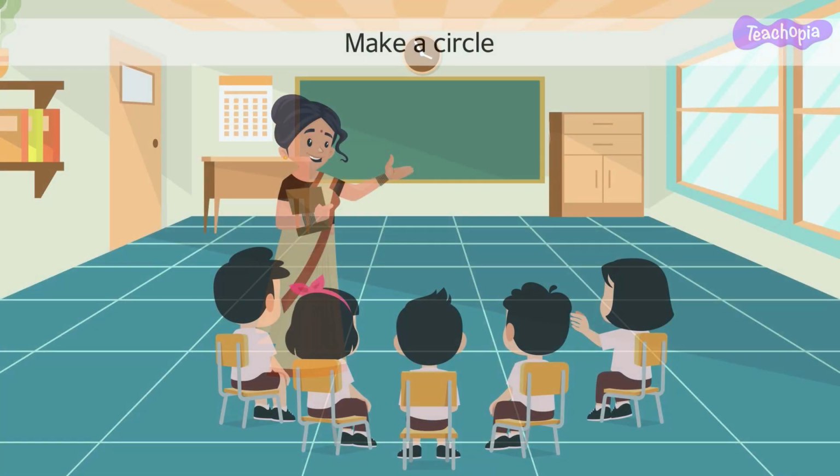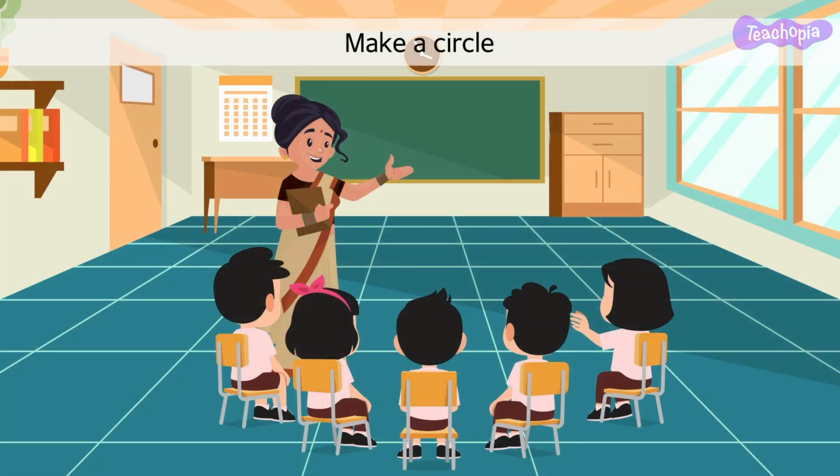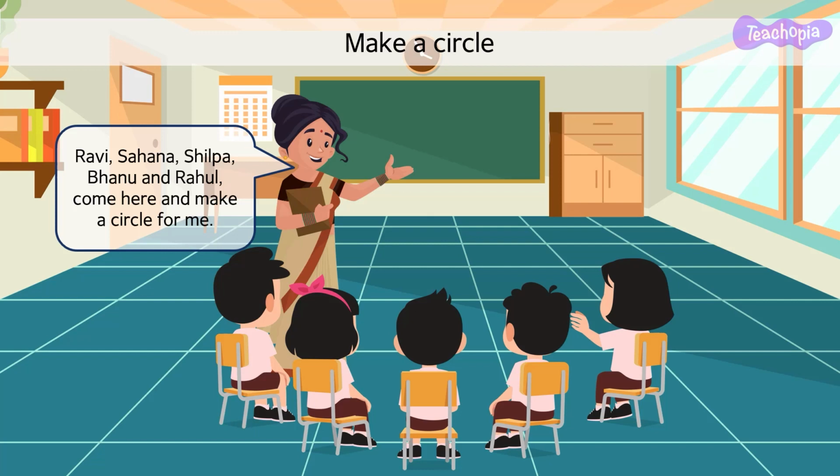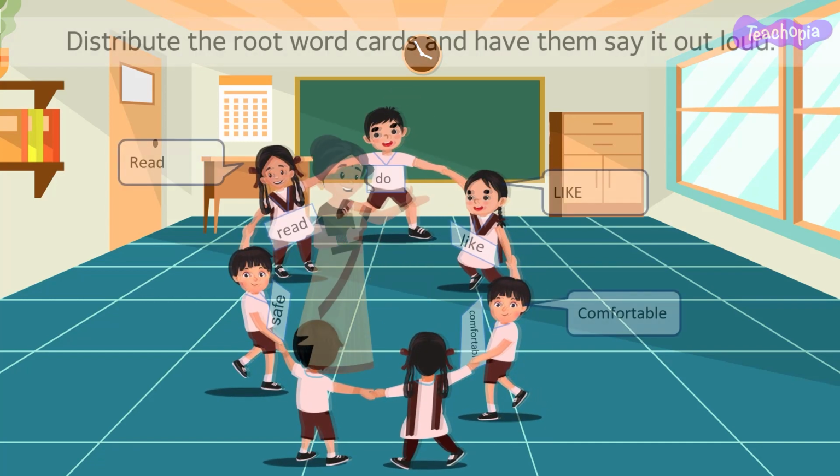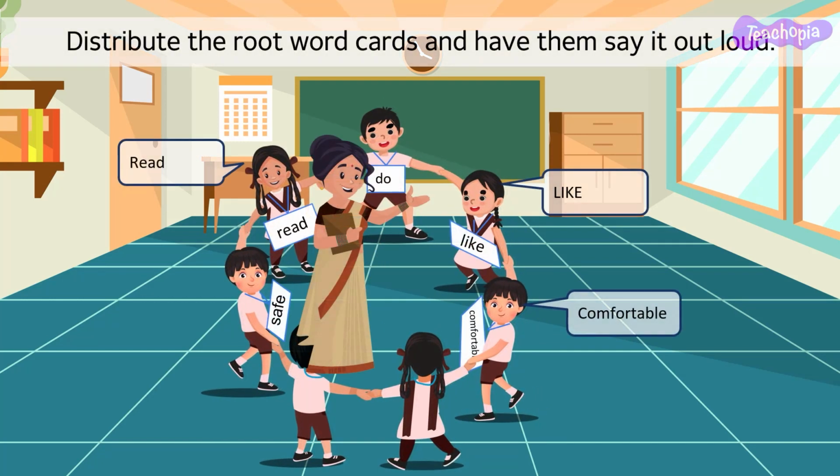Call about 5 to 6 students to the front of the class and ask them to make a circle around you. Ravi, Sahana, Shilpa, Banu, and Rahul, come here and make a circle for me? Once they make this circle, distribute the root cards to them. Have each of them read out the word you have given them.